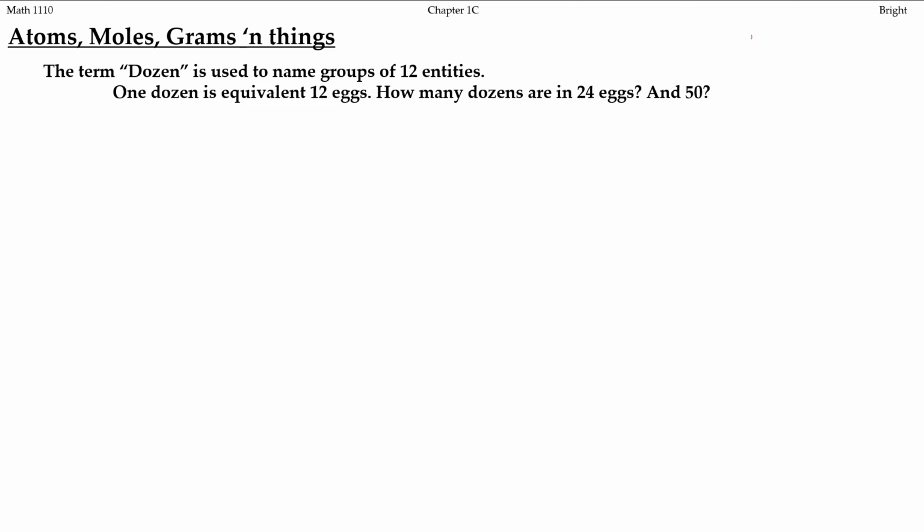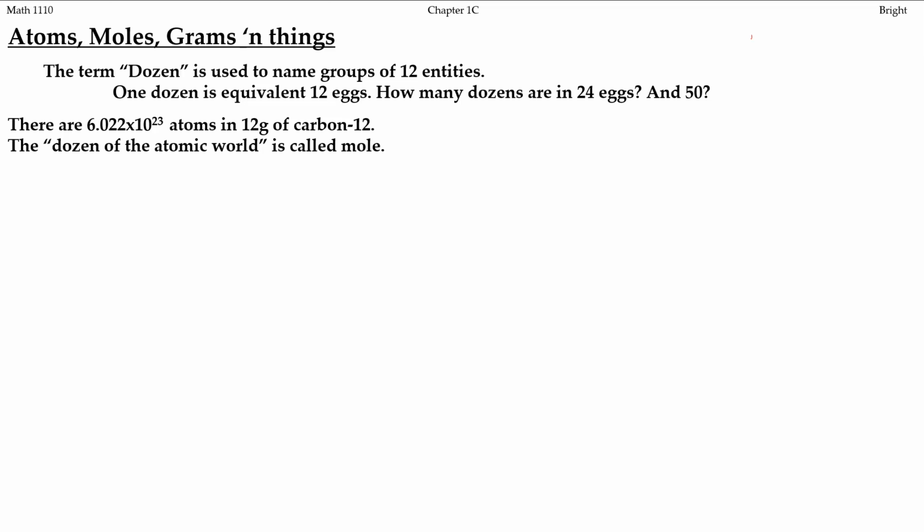And so now in carbon 12, for instance, if we look at 12 grams of carbon 12, there are 6.022 times 10 to the 23rd atoms in that, and so this is the idea of the dozen in the atomic world, and it's called a mole. So we would say 12 grams of carbon is 1 mole, and that 1 mole has 6 times 10 to the 23rd atoms.